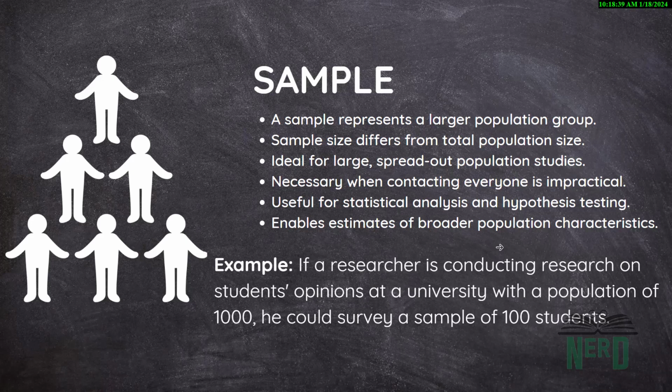Let me tell you another example. If a researcher is conducting research on students' opinion at a university with a population of 1000 students, right? He could survey a sample of just 100 students. So that's your sample here, guys, right? And in sampling we also have two types. Main is probability sampling and then non-probability sampling. In probability sampling we also have some types that we're going to talk about, right?